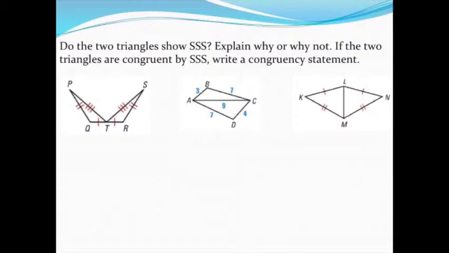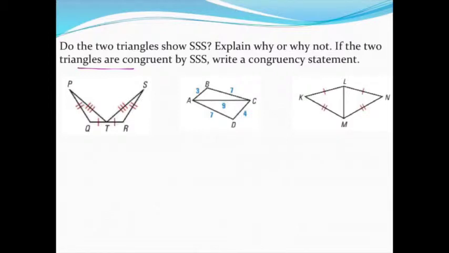The first of the shortcuts that we can use to prove that triangles are congruent to each other is called SSS, which stands for side, side, side. So what we're going to be looking for is whether or not we can prove all three sides of these triangles are congruent. If we can do that, we can say that the triangles are congruent.